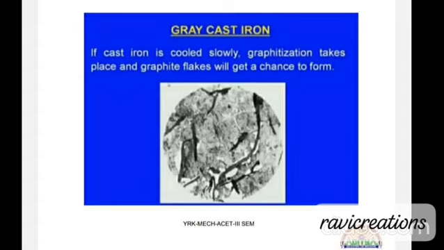Observe this. If the cast iron is cooled slowly, graphitization takes place and graphite flakes get a chance to form. This is the structure of gray cast iron. Here you have to underline the phrase cooled slowly. In that case graphite flakes will form, and this is nothing but gray cast iron.